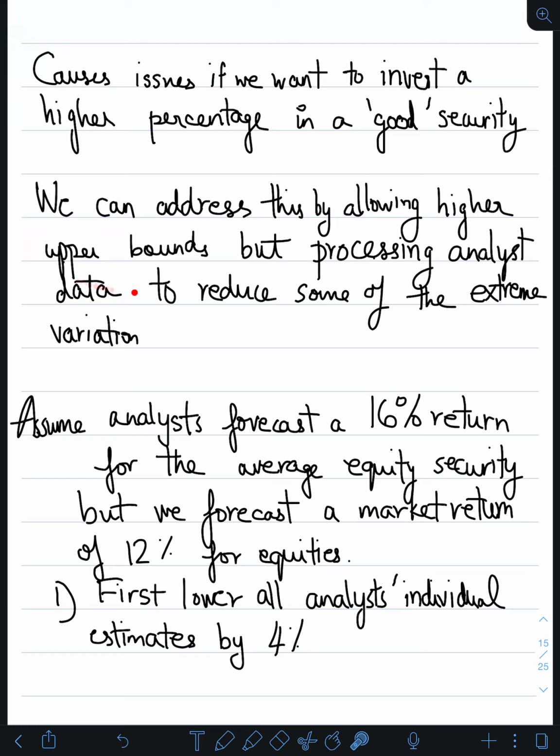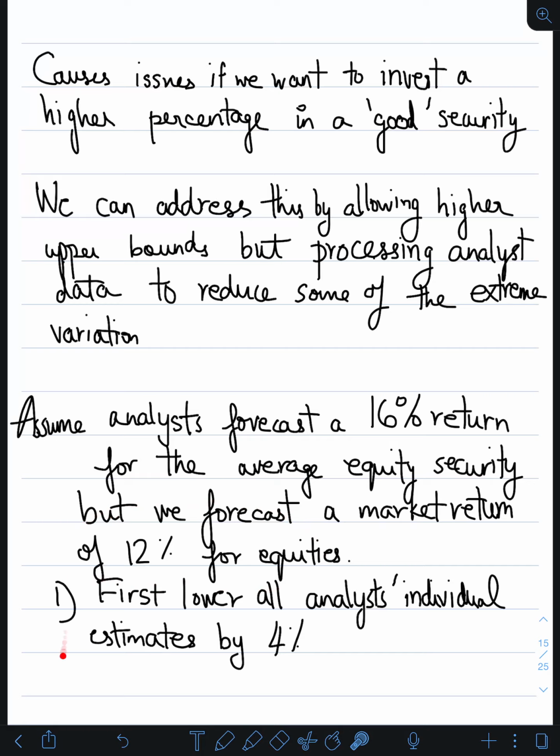We could allow higher upper bounds for particular assets, but at the same time we can process the analyst data to remove some of that extreme variation that comes into play. So we're going to try to allow higher upper limits, but at the same time make sure that our analyst forecasts are corrected for the issues that we know that they present, which is over-optimism and extreme dispersion in their estimates. So think of it from this perspective. Assume that they forecast a 16% return for an average equity security. So on average, they're saying there's a 16% return for an equity. But we forecast the market return being 12% for equities. So we can use that information to guide down the estimates of the analysts.